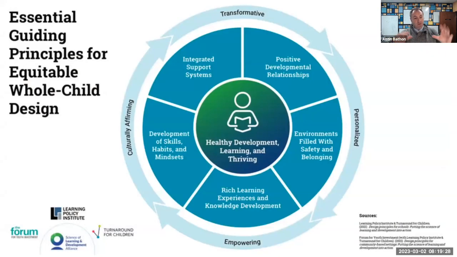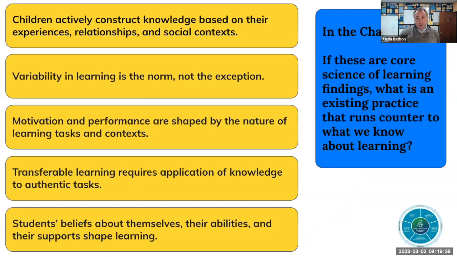So if you look on this slide, you see down at the very bottom of the circle, of those five parts of the circle, the rich learning experiences and knowledge development, okay? When you pop that one open, it pops open into this series of clear scientific findings. Children actively construct knowledge based on their experiences, relationships, and social constructs. Variability in learning is the norm, not the exception. Motivation and performance are shaped by the nature of learning tasks and contexts. So motivation is not fixed. Motivation is responsive to what the kids are seeing.